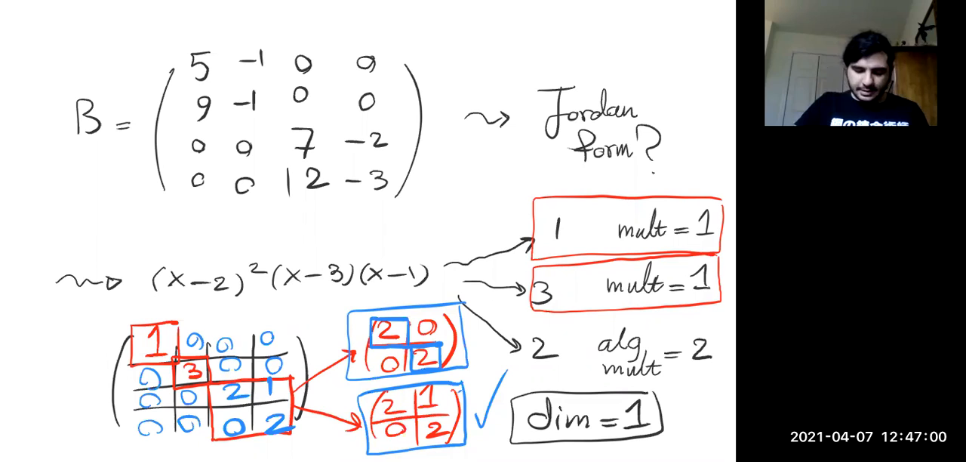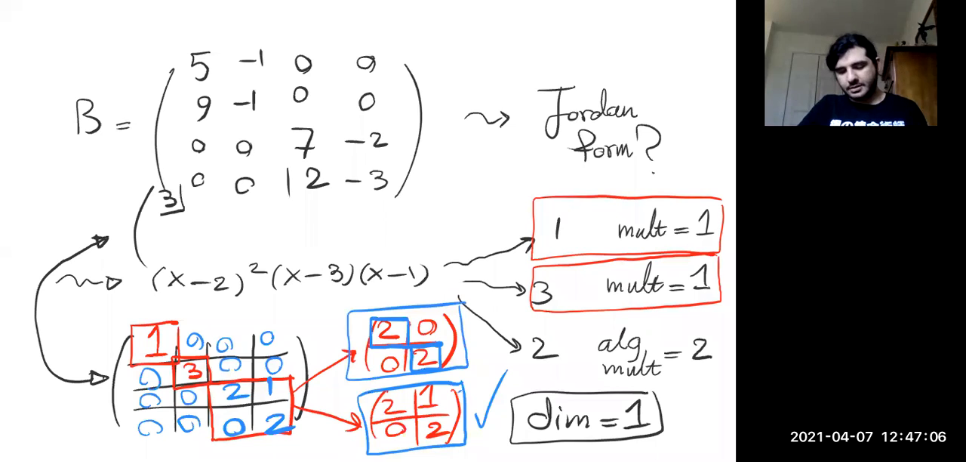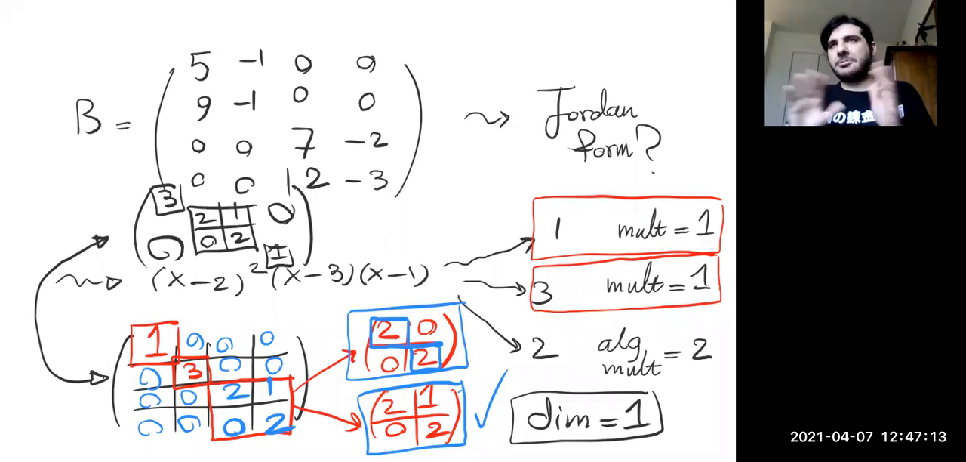Also, the order doesn't matter. I mean, if this is a Jordan form of that, then this is also a Jordan form of that. I could write first 3, and then 2, 1, 0, 2, and then 1, and the rest 0. The order does not matter.